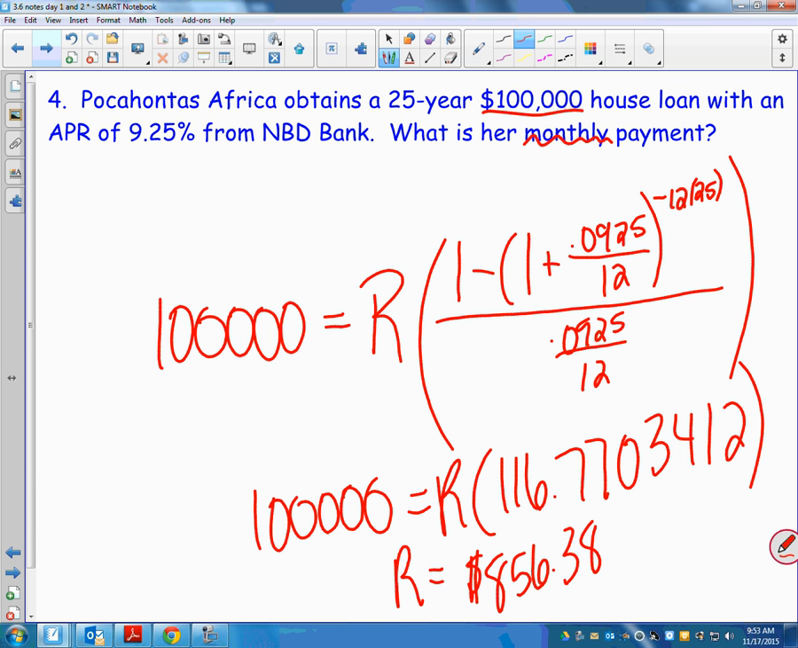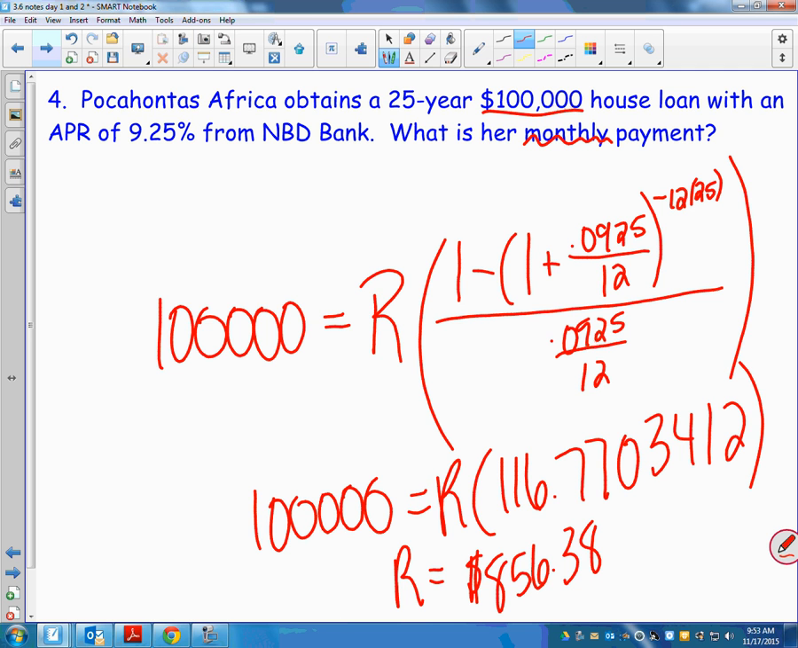You get a monthly payment of $856.38. And when you go to a place and buy a car with a loan, they use this formula, right? They have a program that does it for them, but they use this formula with interest rates to figure out monthly payments. This is like real life math.